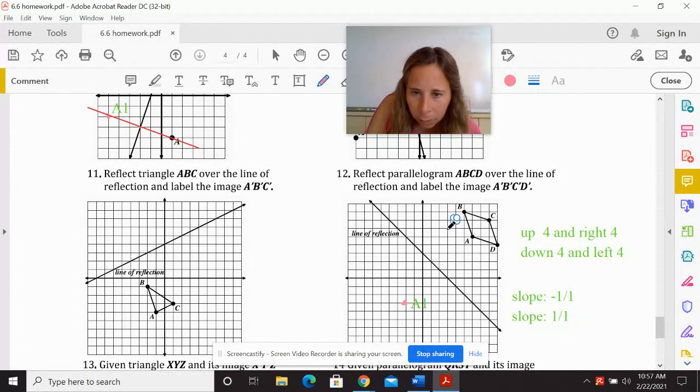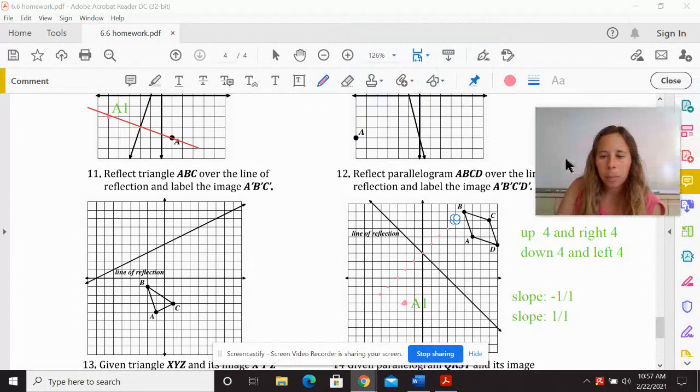Okay, down 1, left 1, down 1, left 1, and so on, continuing the pattern. It's probably as far as I need to go, but you can keep going if you want. Let me draw a line.